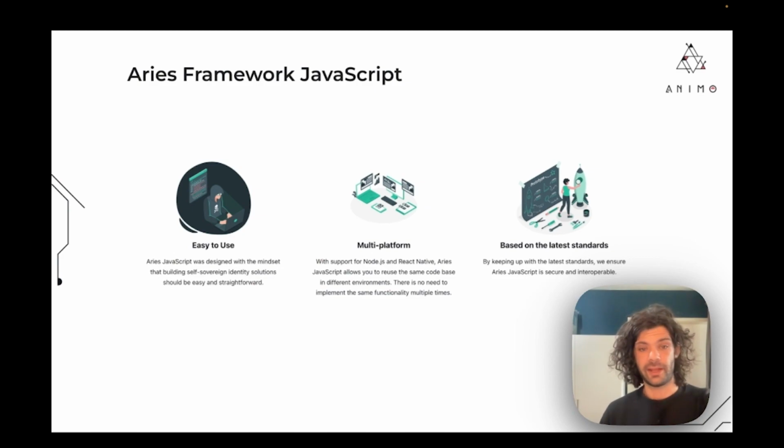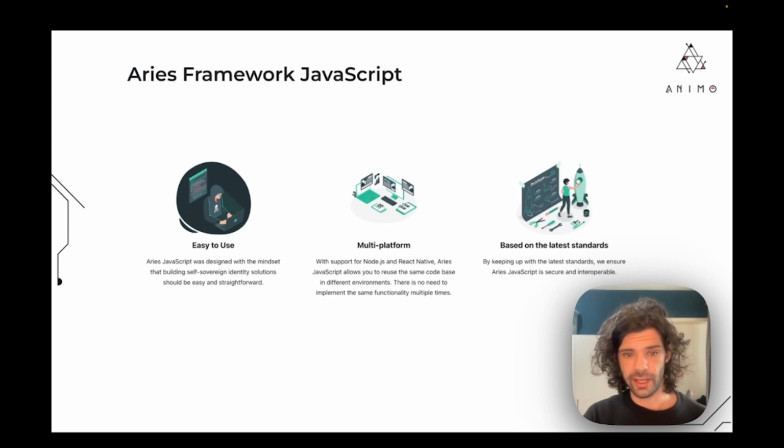Now, as you may or may not know, at Animo, we have been working with and still are working with and contributing to Aries framework JavaScript a lot. Aries framework JavaScript is a Hyperledger Aries project, and it's essentially a framework that allows developers to build digital identity solutions based on the verifiable credential standard. One of the cool things about it is that it's a multi-platform framework. It is able to run in both Node.js as well as React Native environments. This essentially means that it allows developers to build both server-side and mobile identity solutions, all with the same framework. Because of this, Aries framework JavaScript has become a somewhat popular choice for building mobile wallets, and it powers several identity wallets currently available in the App Store.